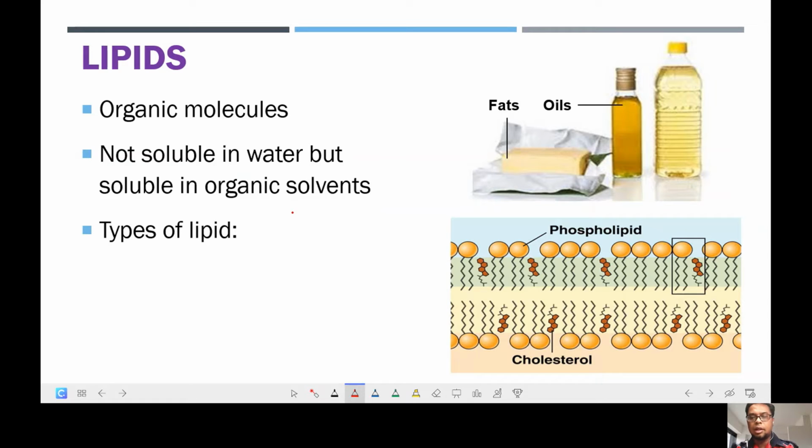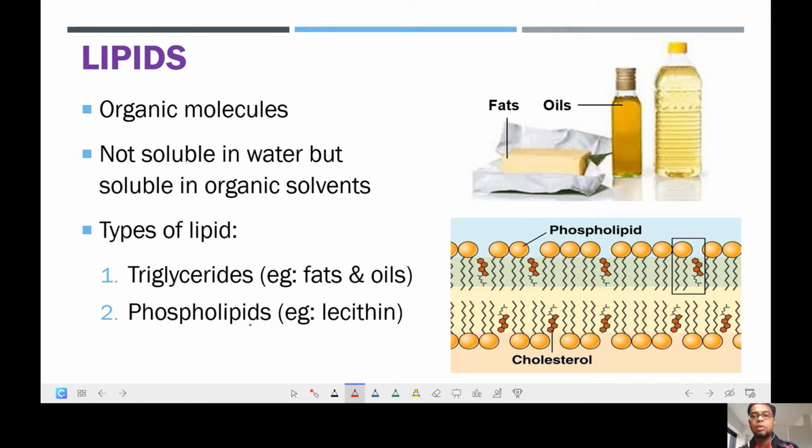And there are three types of lipids that we need to know. Number one will be the triglycerides, the fats, and the oils. Number two will be the phospholipids. Example will be the lecithin. And number three will be the steroids. Example will be the cholesterol. Phospholipids and cholesterol will be two components inside our cell membrane.